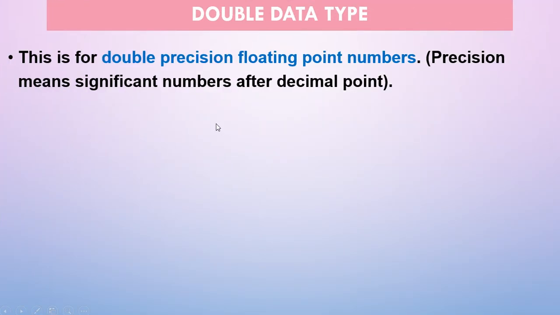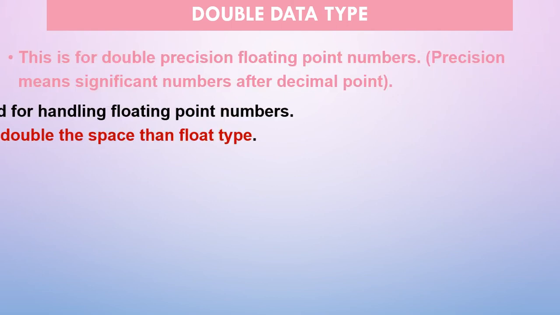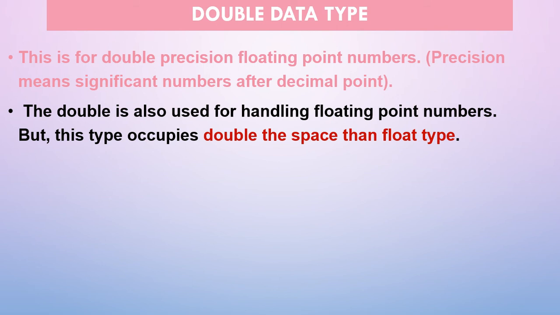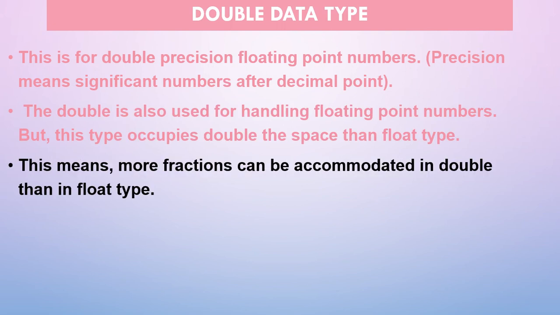Then the next one is the double data type. The double data type is just double the precision of your floating point number. So it takes double your floating value. It is also used to store only fractional numbers, but the space is more than the floating point value. Compared to the float data type, the size of the double data type is bigger. Okay, so double the space than the float type. In the float type we can store data only up to a particular range, but in the double data type you can store more than that. This is a use of the double data type. So more fractions can be accommodated in double than in the float data type.